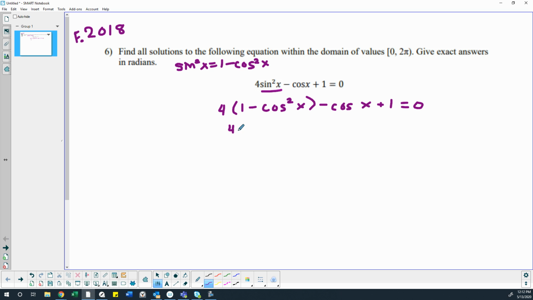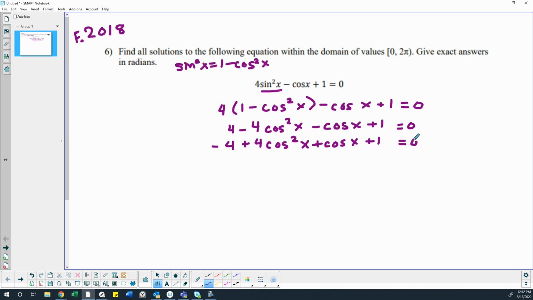So 4 minus 4 cosine squared x minus cosine x plus 1. I really want this to be positive, so I'm going to go ahead and change everything to the opposite sign. And then I should have already combined those together, but I didn't. That turns that into a plus cosine x plus 1. I'm really writing down more steps than I need to.